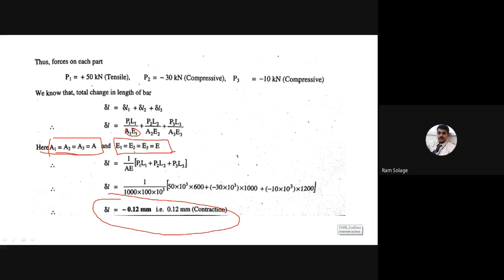Ajit Gaikwad. Yes, sir. What is your answer? Sir, I'm calculating. What is the answer? 0.12. 0.12 plus minus. Minus, what is the meaning of minus? Compressive. Compressive means what?